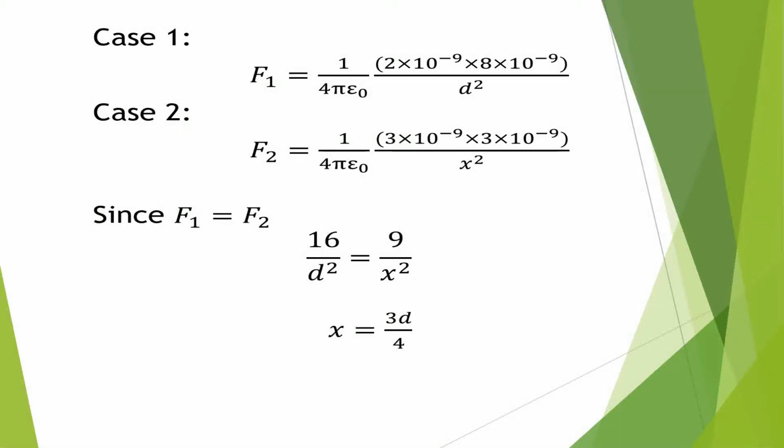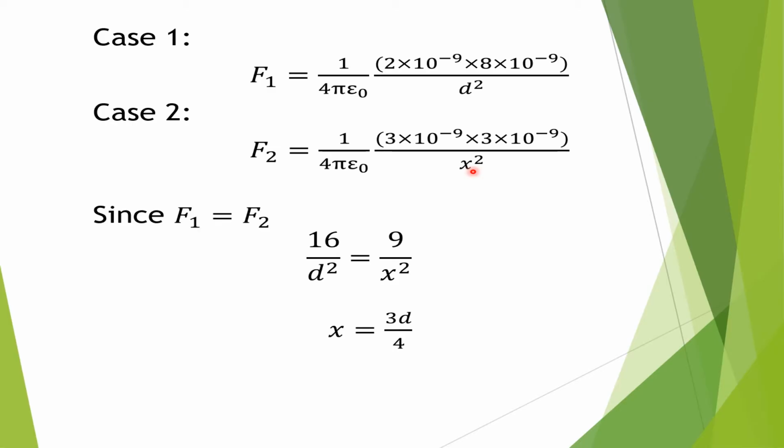So here is the first case where we have plus 2 and minus 8 nanocoulomb. Now let's not worry about the sign, since we are interested in magnitude, so we have just written down the magnitude of the charges over d square. So this is the magnitude of the force. In the second case, when minus 3 will be on one sphere, minus 3 on the other sphere, the magnitude of the force will be this Q1 Q2 over x square. Now we assume that x is the distance between those two spheres.